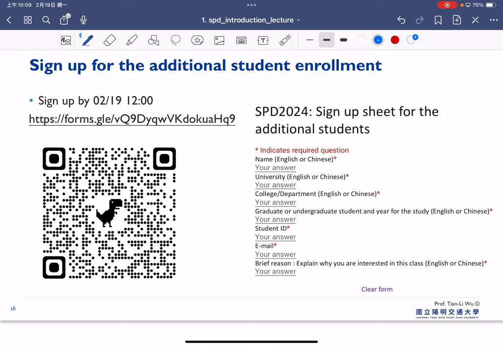So you need to fill in this form. If you are not enrolled yet and you are still interested, you have to fill this in and let me know. That way I can understand how many students on the list want to join this class, and I can try to make the arrangement as best we can. Of course, I hope I can approve everyone, but I cannot guarantee it now because I don't know how many of those on the list actually want to join this class.